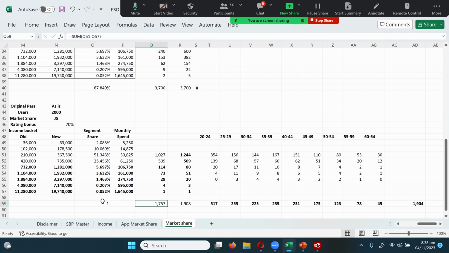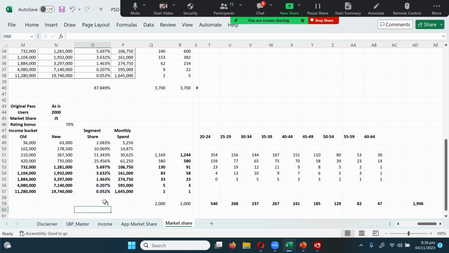Why? Because you have not adjusted for the fact that the segment that you're working with is not the complete population. It is a select sector of the population. So what we've done is we've done 3 things.